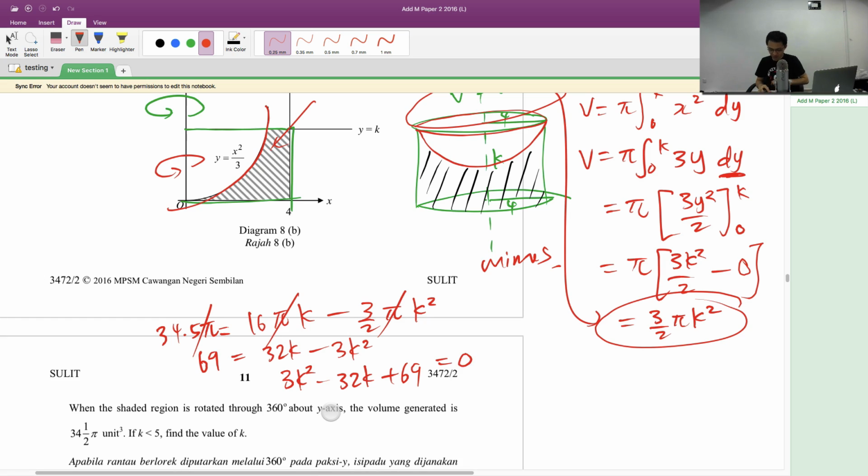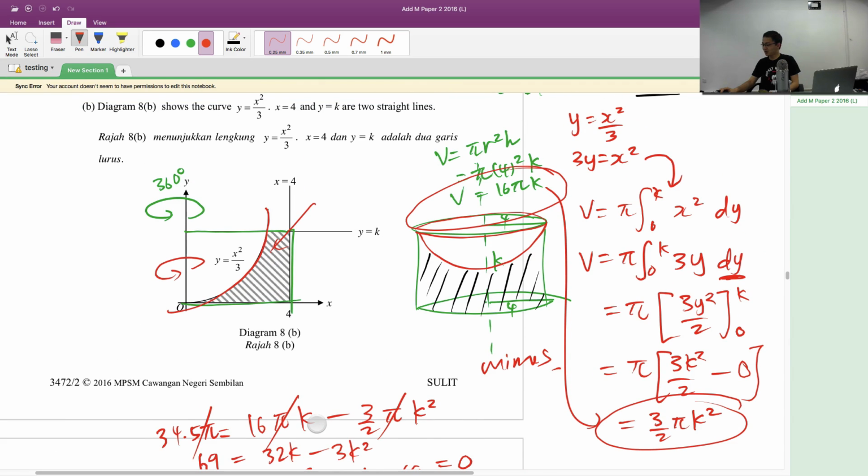I hope so far it's correct, because the equation doesn't seem unusual. 3, negative 32, 69. Yeah, it seems quite okay. Because I have k, I use the calculator to solve. I get k equals 3, or the other answer, which is 7.666667. Since the question tells me k is less than 5, the second answer I will reject. I will only take this answer. So that means k should equal 3. 5 marks.